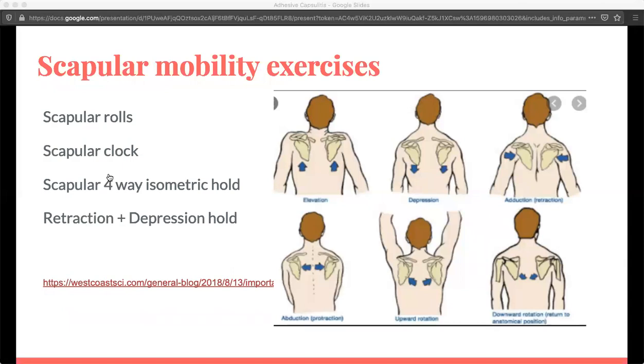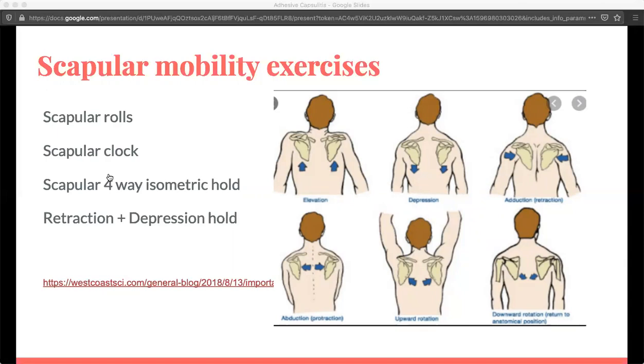Scapular mobility exercises. You want to do all 4-way scapular mobs. You want to do isometric holds at each range. You want to do rolls. You want to do clocks. So a clock is hold at 12 o'clock, then you hold at 3 o'clock, 6 o'clock, 9 o'clock. You can do that sitting up. Later you can do lying down.